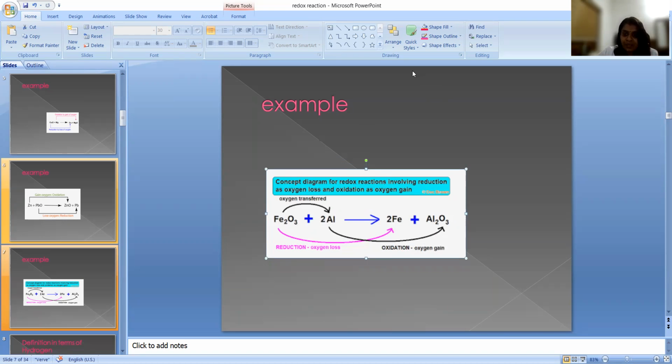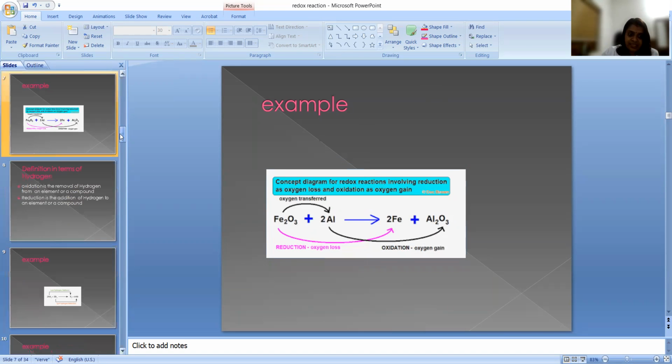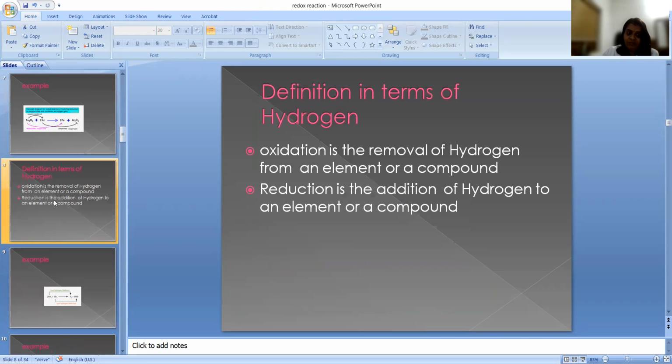Now let us see the definition in terms of hydrogen. What is it in terms of hydrogen? Oxidation is the removal of hydrogen, the opposite. In the case of oxygen, we learned that the removal of oxygen is reduction.